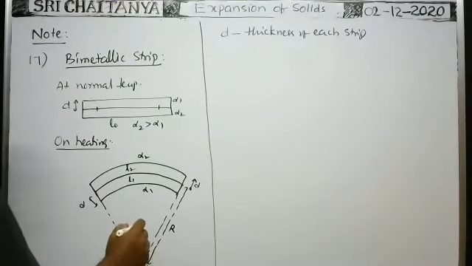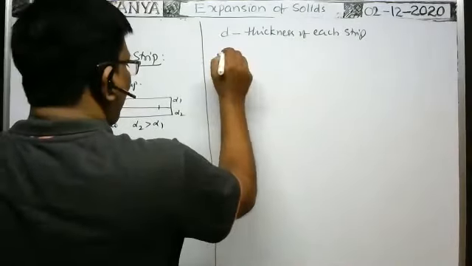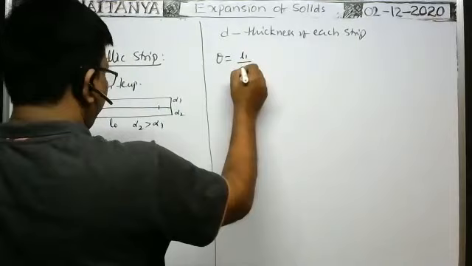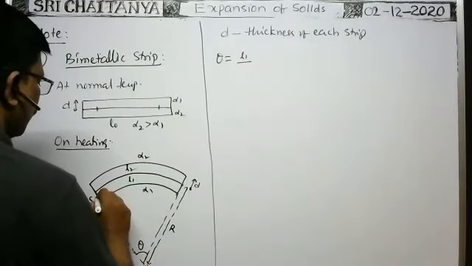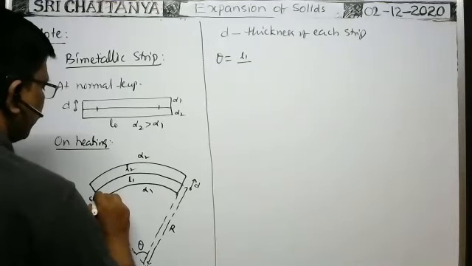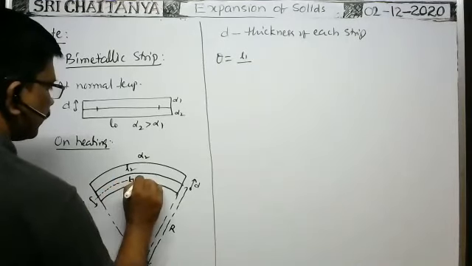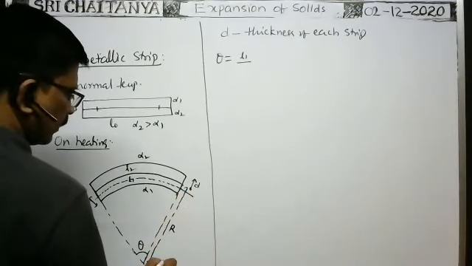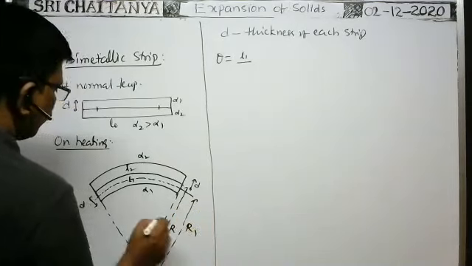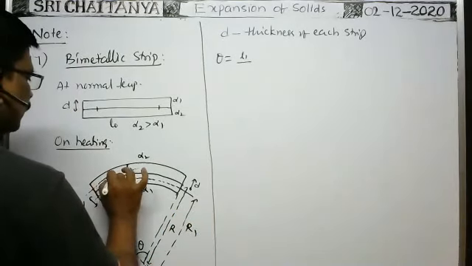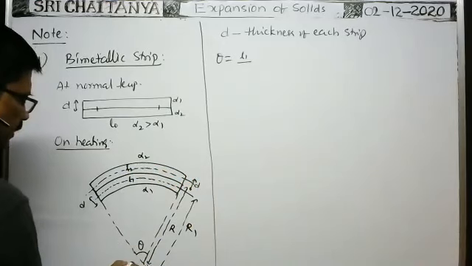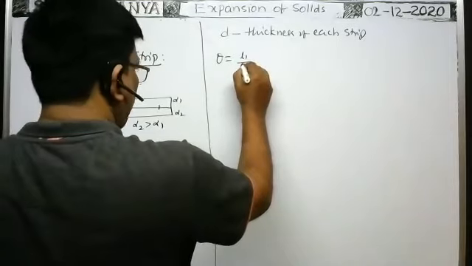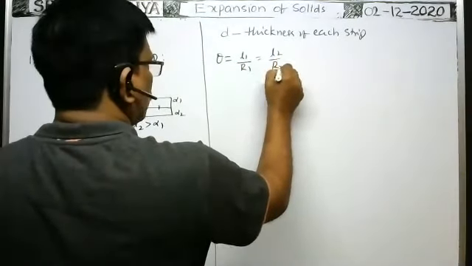Now, here theta is equal to arc by radius. Arc means, for this one, L1 by radius. What is the radius of this part? You draw a midline like this. This is the radius of this one, that is R1. And here, if you draw the midline, this is the radius R2. So we can write L1 by R1 is equal to L2 by R2.